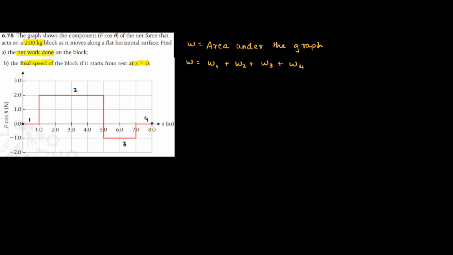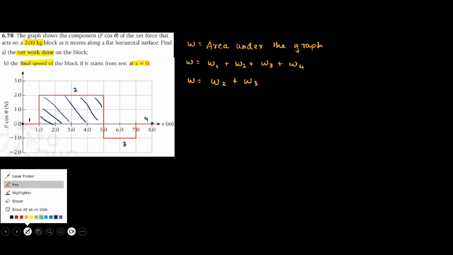Region 1 and 4 are flat lines on the x-axis, so they are not covering any area, and the work done by these regions will come out to be 0. So to find the net work, I need to find the area under the graph for region 2 plus region 3. So this is the area we are looking at. For 2, this is the region. I need to find this area. And for 3, it's over here.